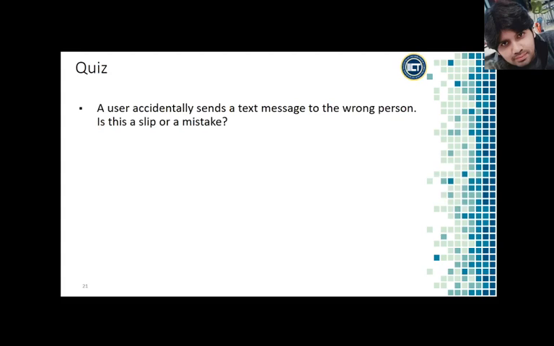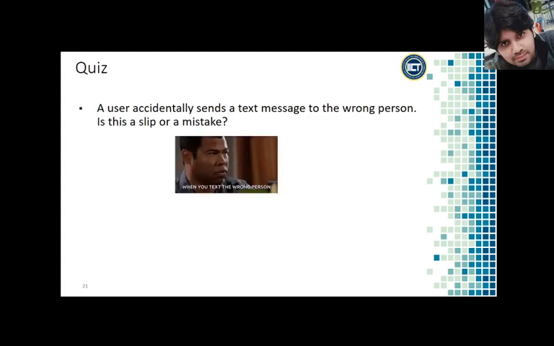So let's take a quiz. A user accidentally sends a text message to the wrong person, and I perfectly know that we have been in this situation one way or another. So the question is, is this a slip or a mistake?